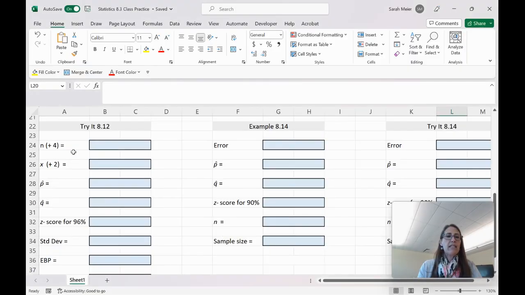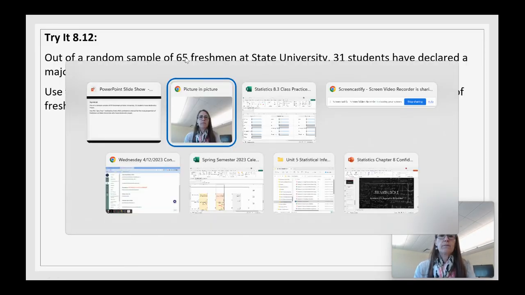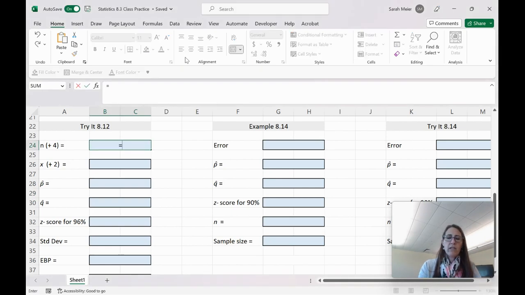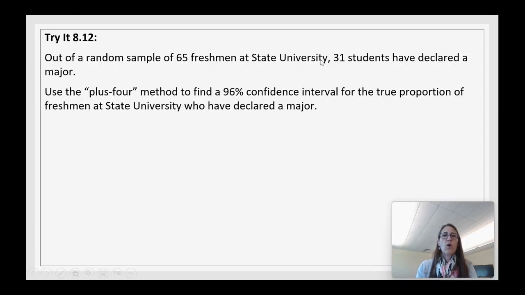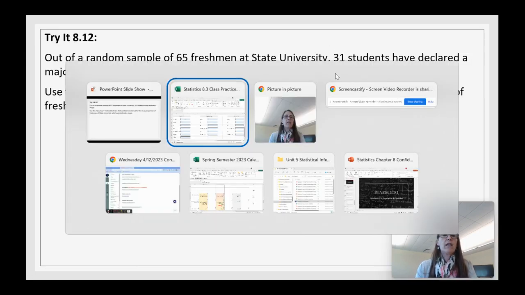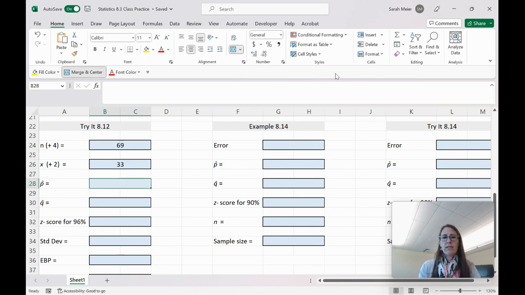So in Excel, I did this n plus 4 thing here. So you can either take the 65 and add 4, just put 69 in there. Or if you wanted to have the information in, you could always do 65 plus 4. X plus 2, so 31 have declared a major. So you could do 31 plus 2, or you could just write 33 in there. And now we're going to do everything else the same way.